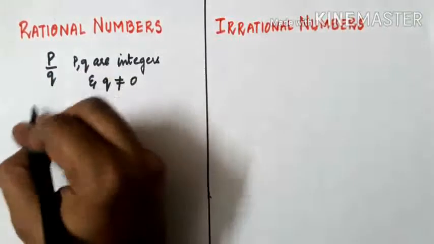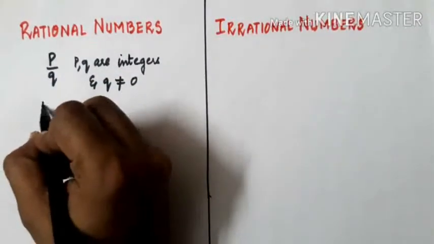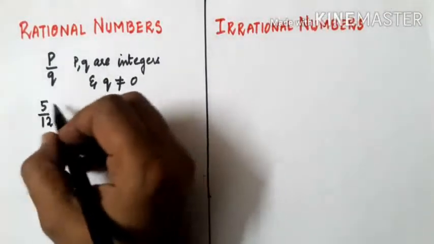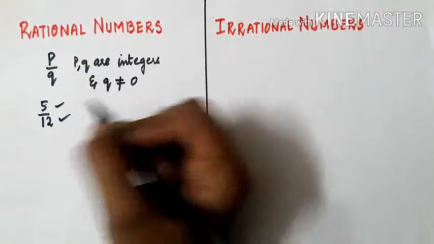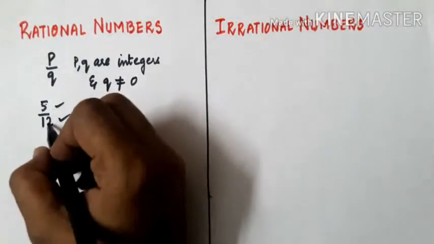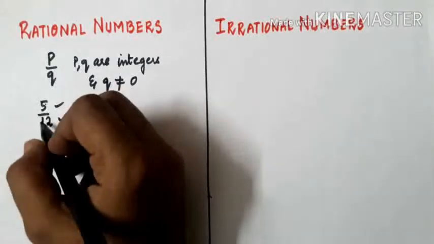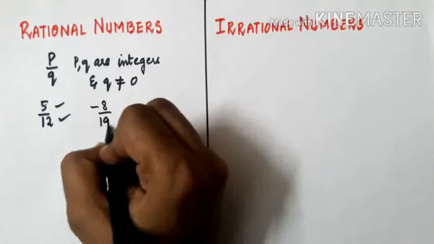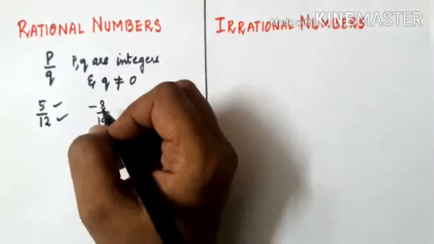Okay, so suppose I have 5 by 12. This is a rational number since 5 and 12 are integers and 12 is not equal to 0. Here we don't have a 0 also. These two are integers, as you all know. Now the other example is minus 8 by 19. This also we can call a rational number.